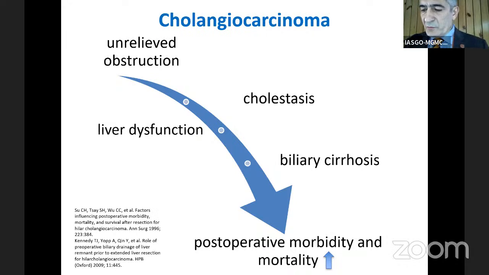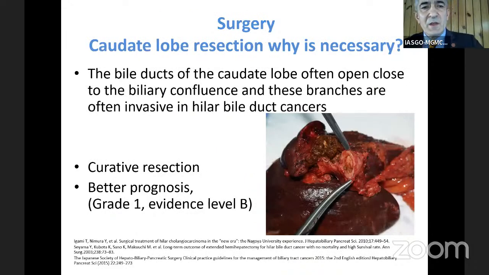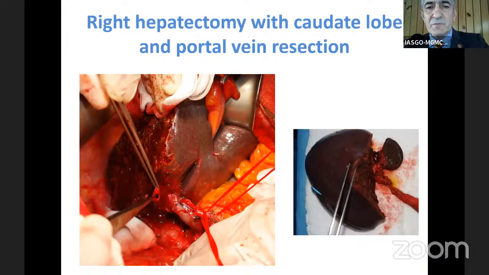If we don't relieve the obstruction, cholestasis can cause liver dysfunction, biliary cirrhosis, and postoperative morbidity and mortality. Because we do such a big operation on those patients, the future liver remnant volume and quality are very important. So because of that also, we have to do the biliary drainage before the operation.